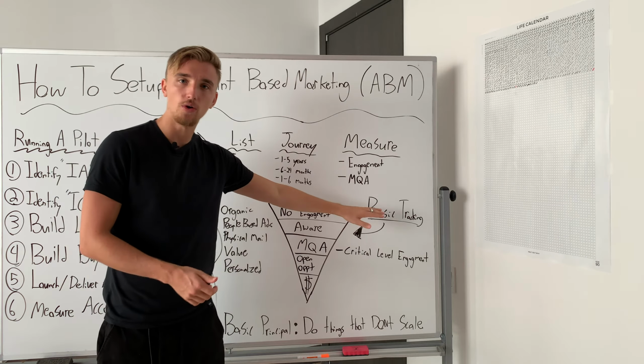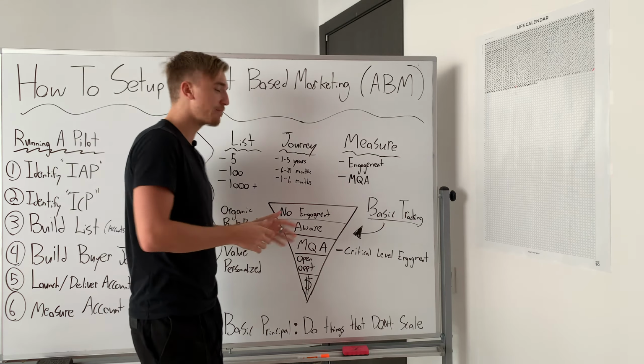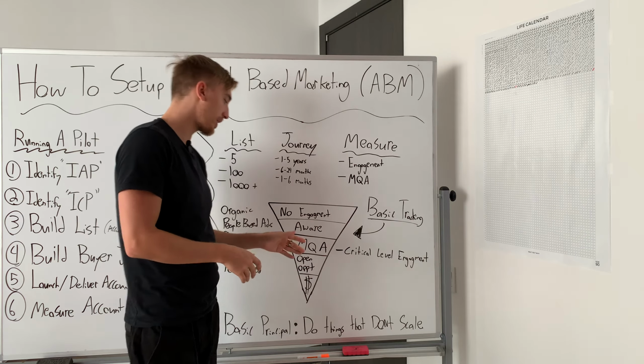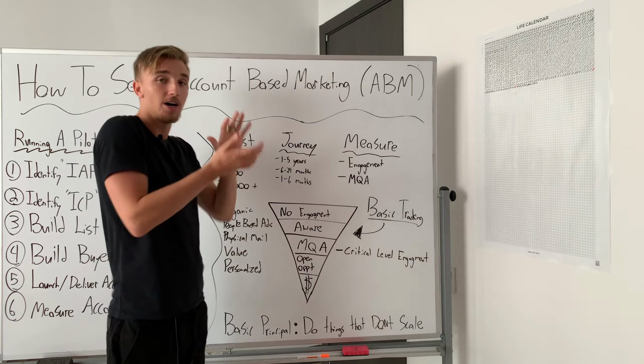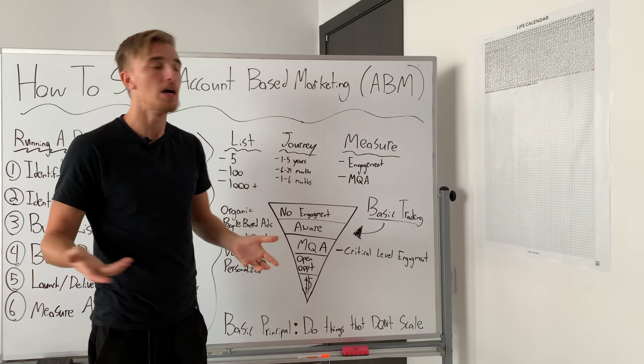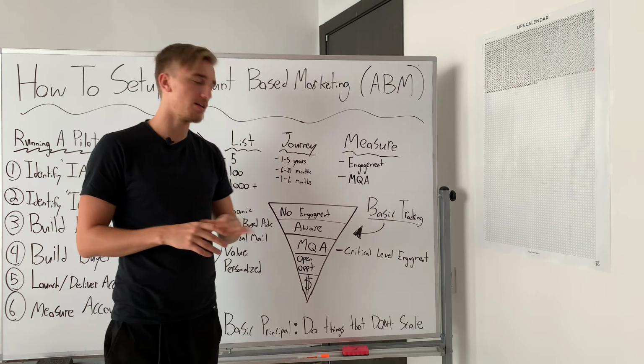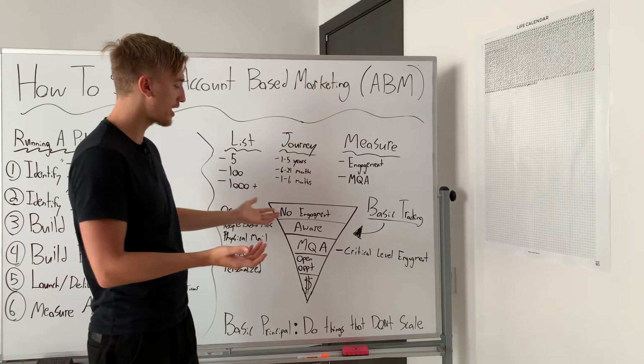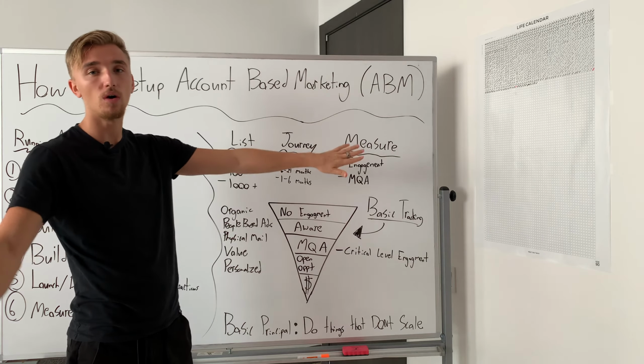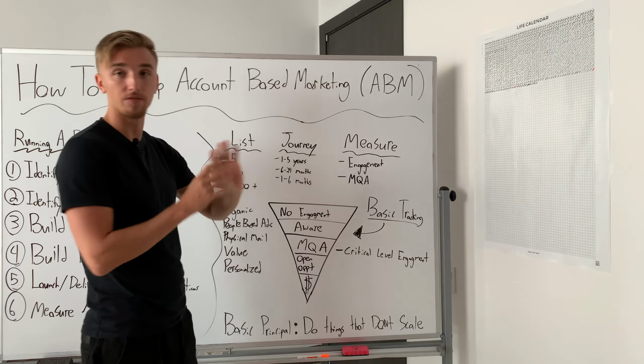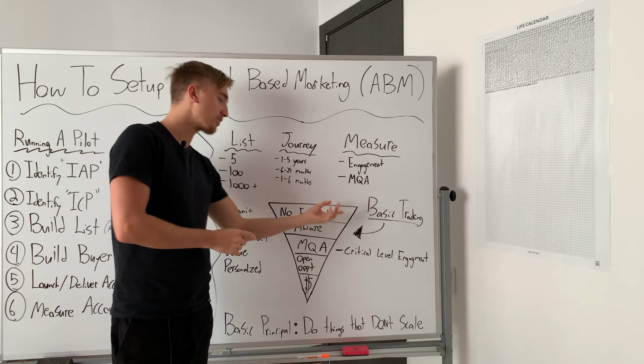At the top, you have no engagement. So before you launch your account-based marketing strategy, what you're going to have is pretty much 100 accounts who probably don't know who you are. Now, if some of them know who you are already, that's great, but most of them probably are going to have no engagement. They don't even know who you are. They're completely unaware of you. So they're starting here at the top of the funnel.